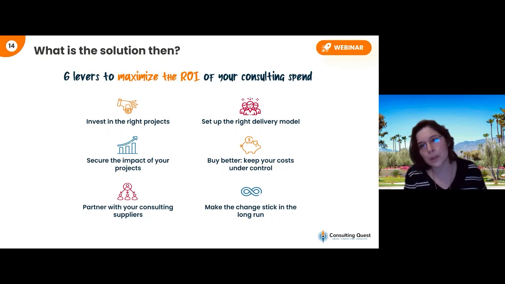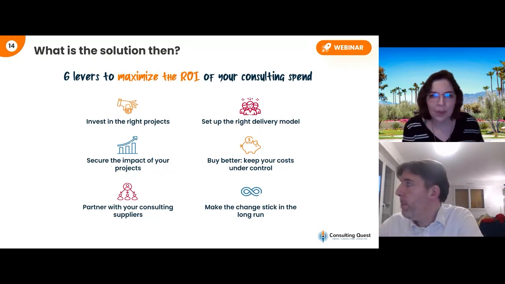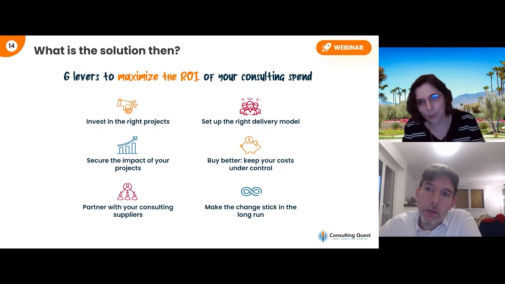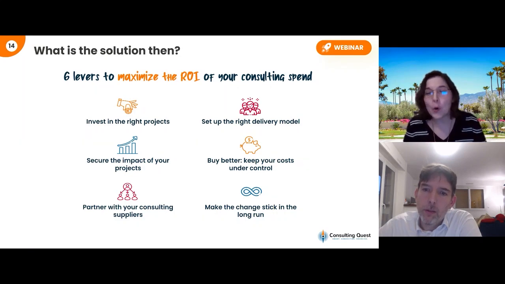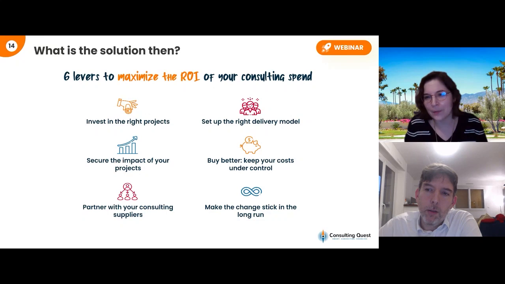Then, partner with your consulting suppliers and make sure that you build a relationship with them. And finally, all of those levers are great, but the real goal is to make sure that whatever you decide to do is going to stay in place over the long run. All right. So these are the 6 levers. Do you want to add something on that, Laurent?